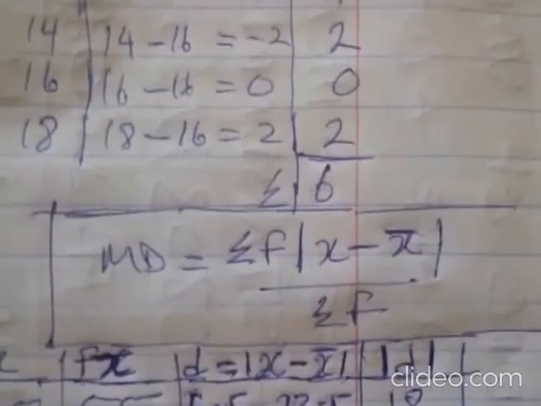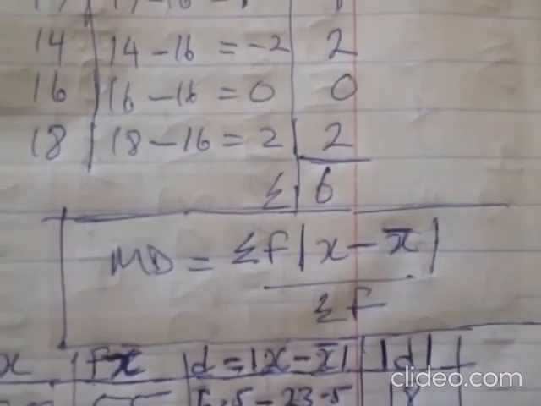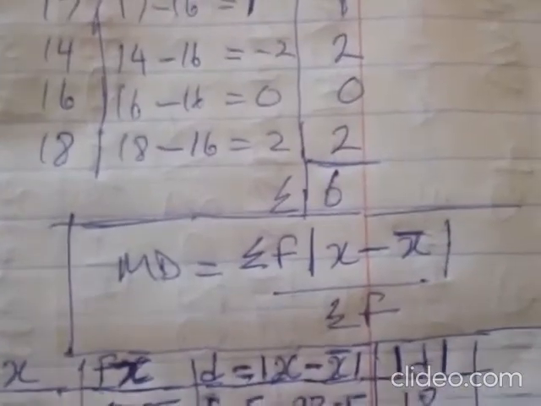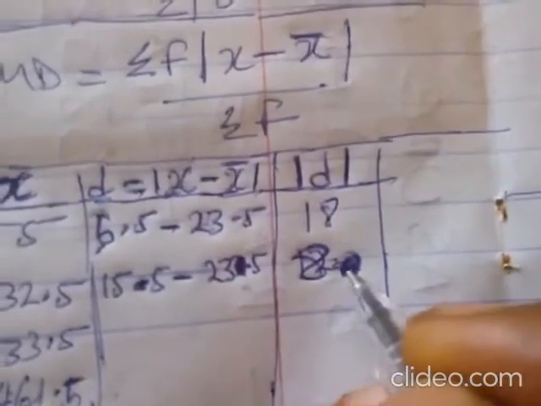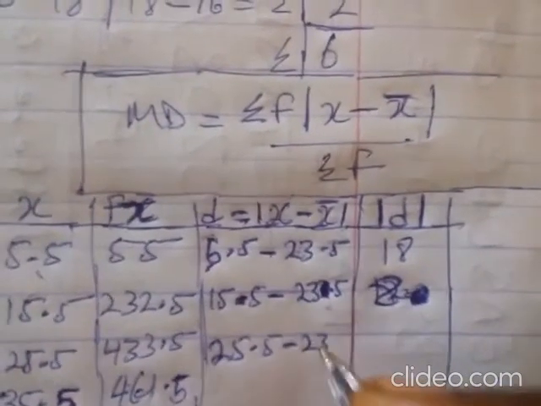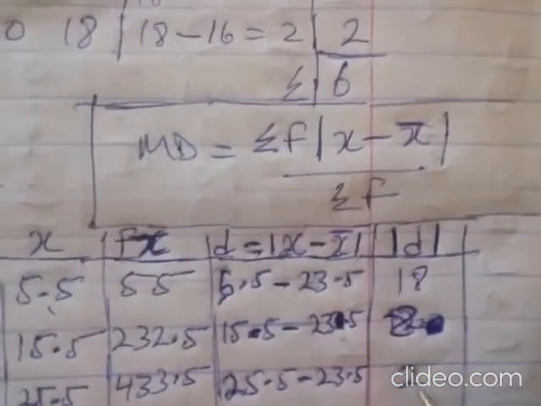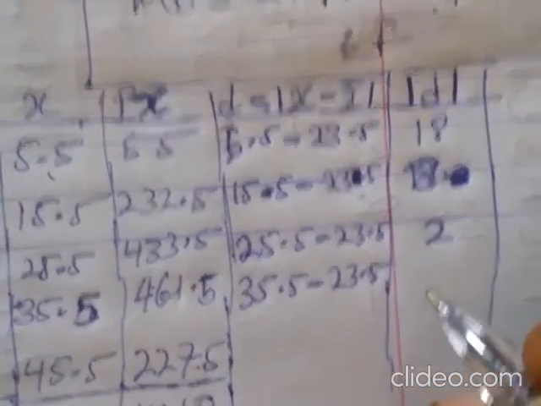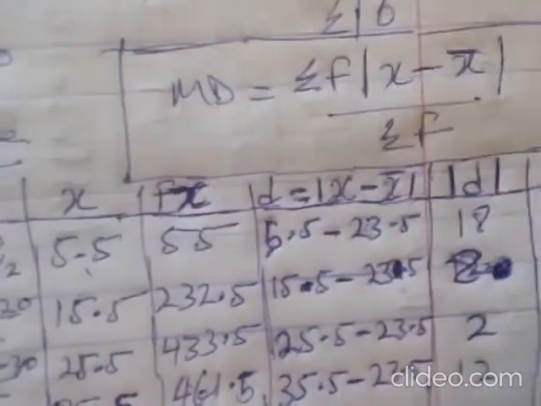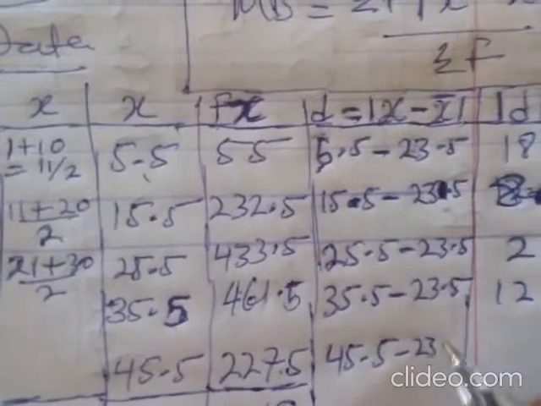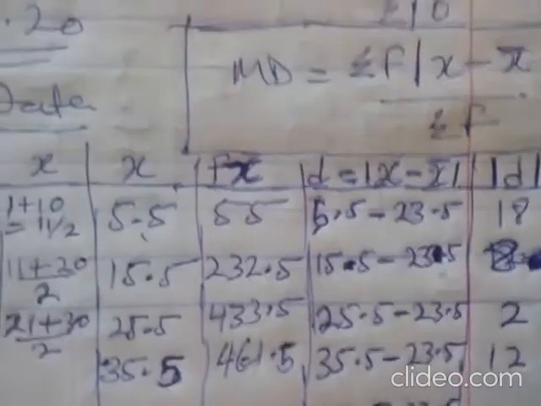Sorry, 15.5 minus 23.5 gives us an 8. Sorry about my mistake. Then the next one is 25.5 minus 23.5. That gives us 2. Then followed by 35.5 minus 23.5. That should give us 12. And finally 45.5 minus 23.5. That should give us 22.